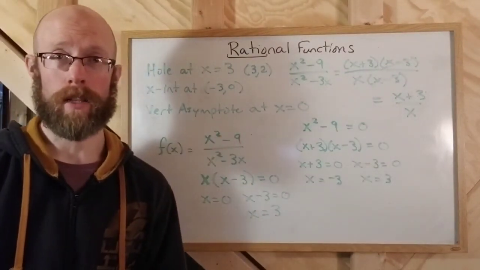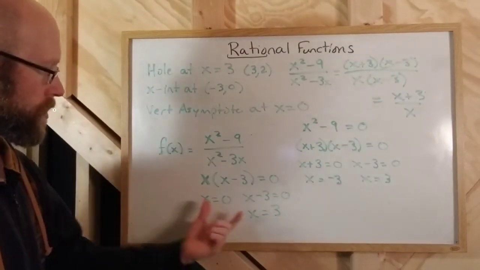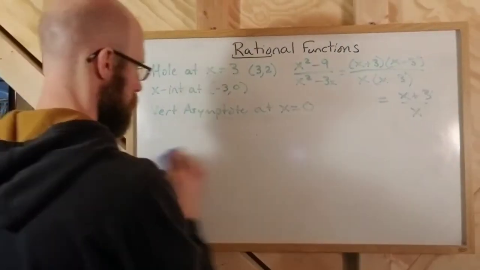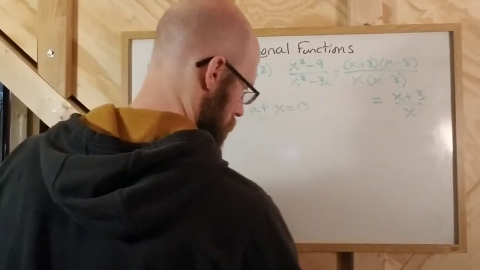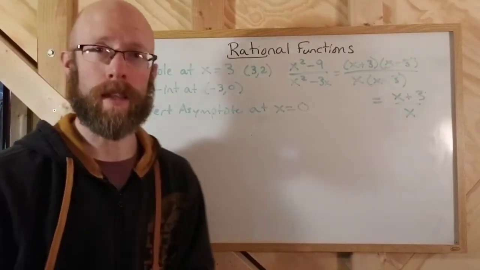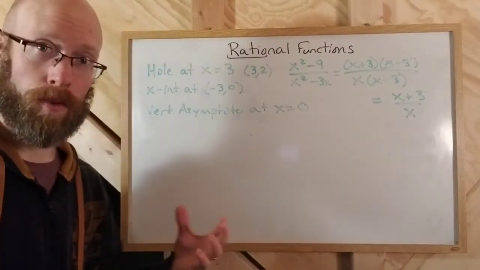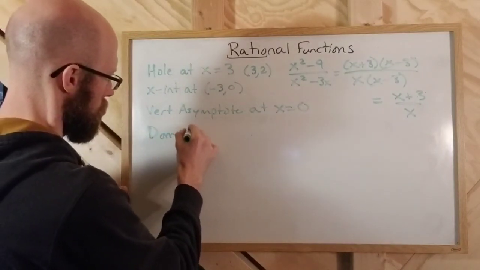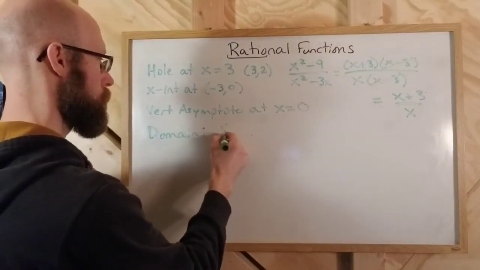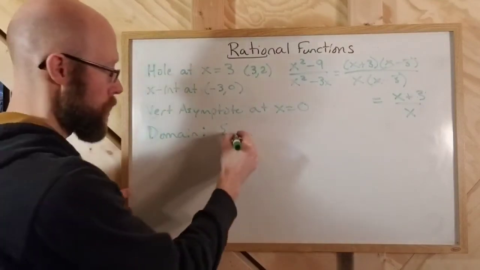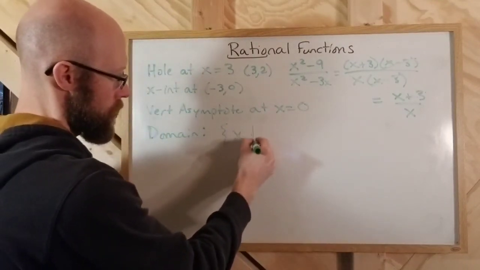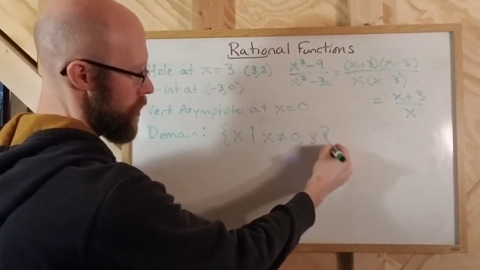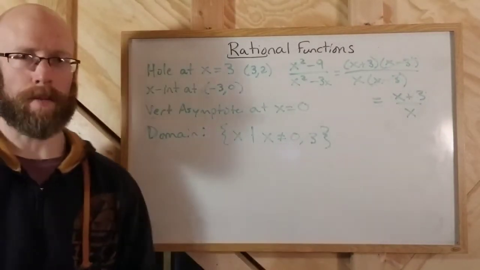I also can find the domain from this. The domain is everything except where the bottom is 0. So I've got to pull out both 0 and 3. Both come out. And so the domain of this function, if I wanted to write this in set form, would be all values of x such that x is not equal to 0 or 3. Those are the two values that made the denominator 0.